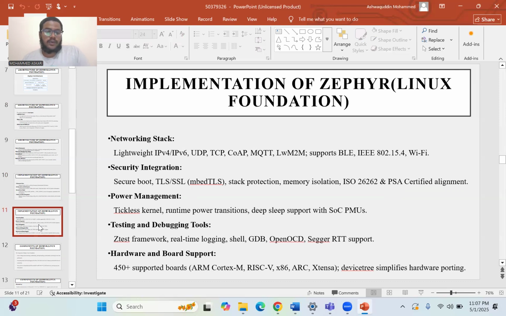Then we will move on to some other implementation of Zephyr, that will be networking stack, security integration, power management, that is tickless kernel, runtime power transition, deep sleep support with SoC and PMUs. Testing and debugging tools include Ztest framework, real-time logging, shell, GDB, OpenOCD, Segger RTT support. Hardware and board support include 450 plus supported boards that include ARM Cortex-M, RISC-V, x86, ARC, and Xtensa.